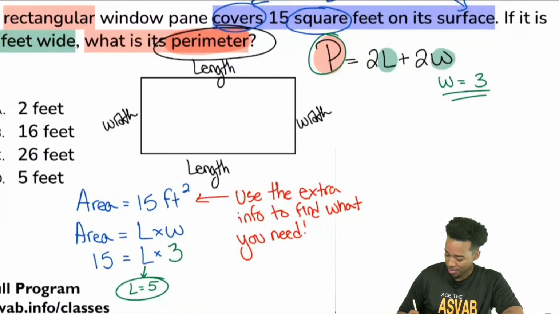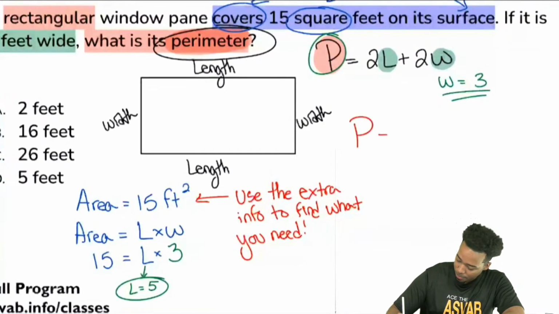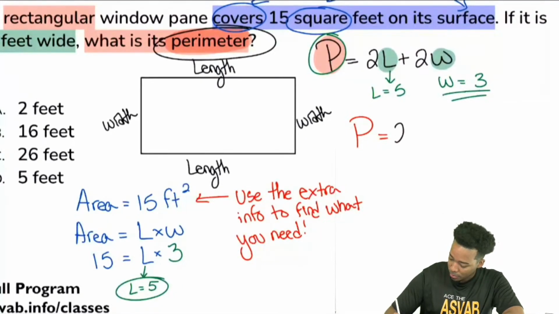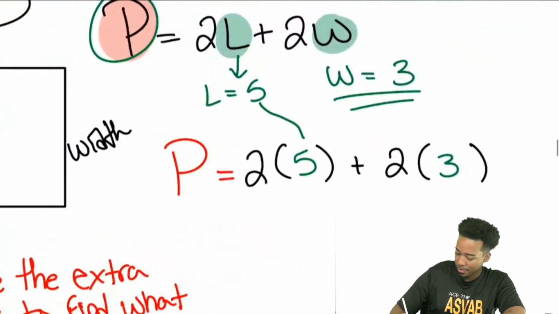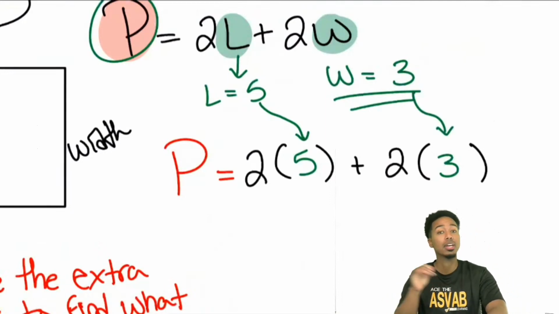And so with that, here we go. Perimeter equals, our length again was 5. So let's write that down right there. So we have 2 times 5 plus 2 times 3. All I'm doing here at this step is plugging in what I have into the formula that I said I needed to complete from the very get-go.